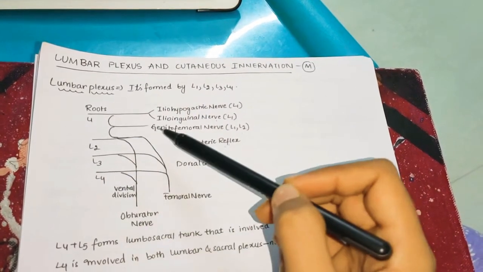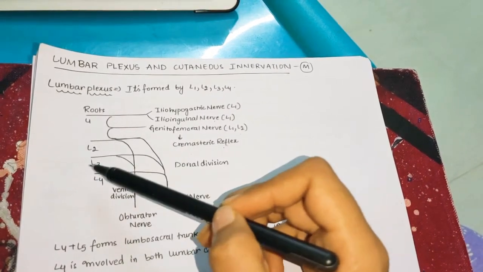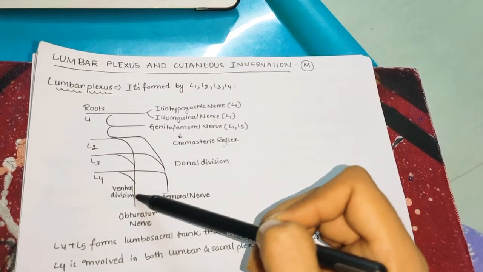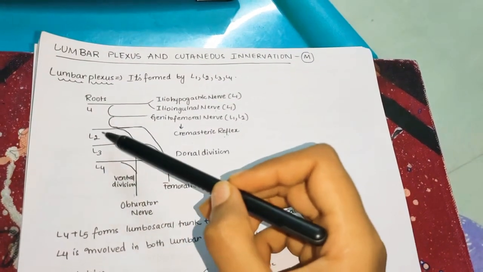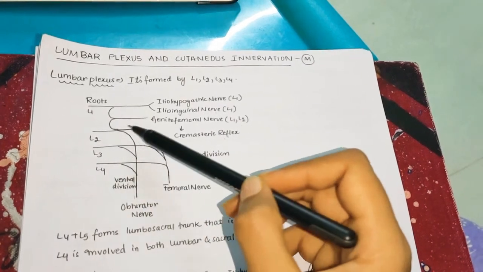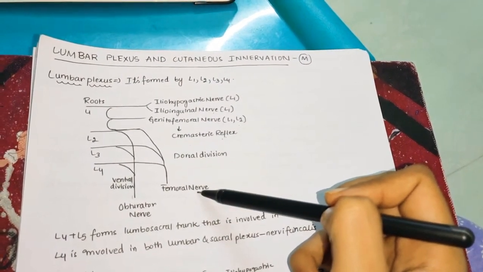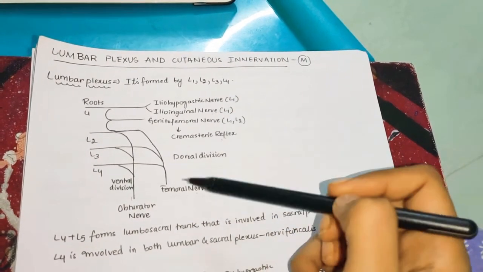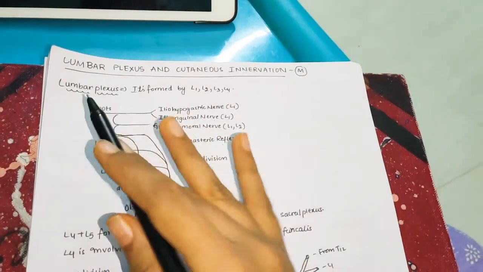One is the ventral division and one is the dorsal division. So mainly from L2 ventral division, L3 ventral division, L4 ventral division, there forms another nerve that is called the obturator nerve. And from L2, L3, L4 dorsal division, you will get one more nerve that is called the femoral nerve. So in total you can see 1, 2, 3, 4, 5. So total 5 nerves are coming from our lumbar plexus.